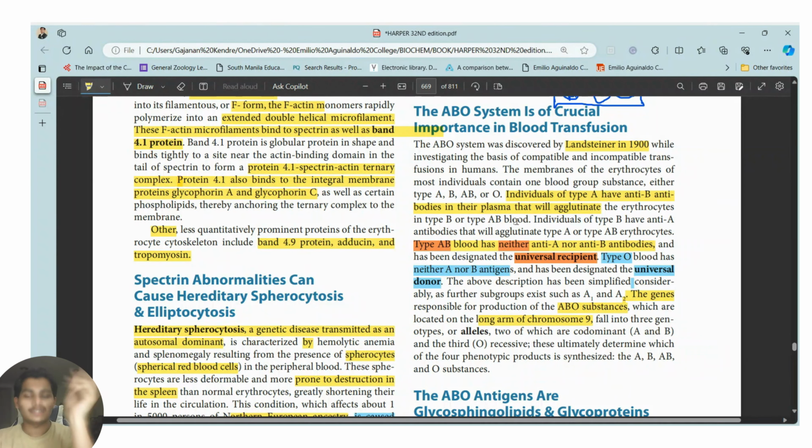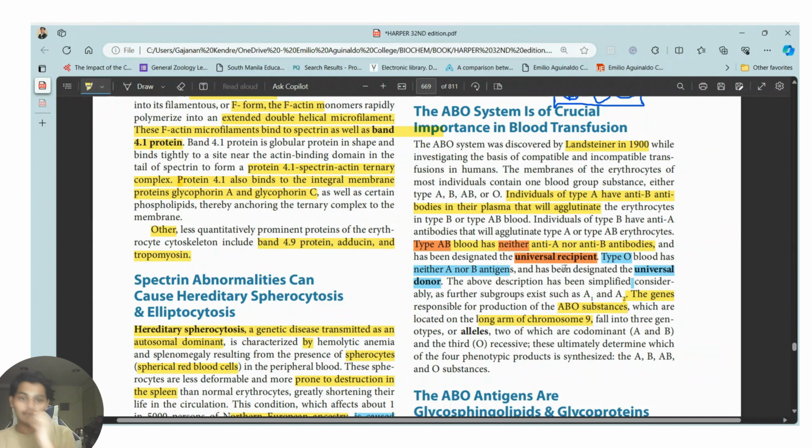But what is O? O means there is no antigen at all on the membrane of RBCs. We have only antibodies in blood group O, that is anti-A antibody, anti-B antibody, and anti-Rh antibodies if you are O negative. Then type AB blood has neither anti-A nor anti-B antibodies, and is designated the universal recipient. Blood O has neither A nor B, no antigens, and that's why they are the universal donor.